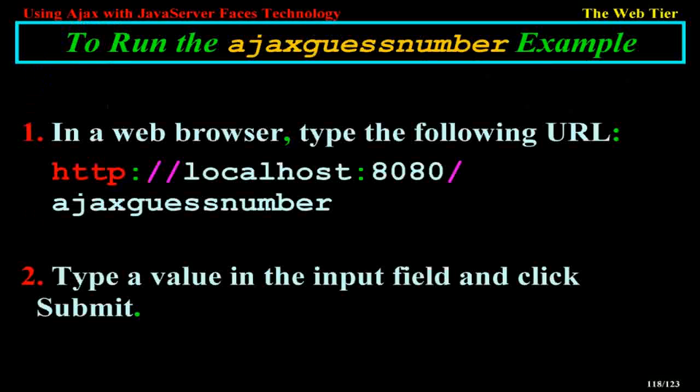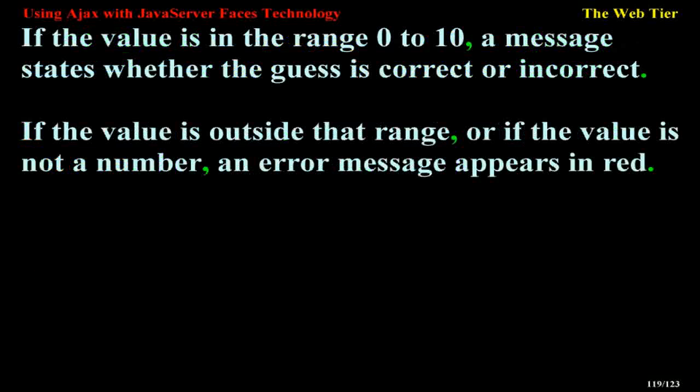To run the ajaxguessnumber example in a web browser, type the following URL: http://localhost:8080/ajaxguessnumber. Type a value in the input field and click Submit. If the value is in the range 0 to 10, a message states whether the guess is correct or incorrect. If the value is outside that range, or if the value is not a number, an error message appears in red.